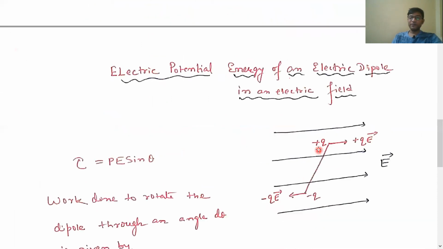So let's start. Same condition here: plus q charge, minus q charge, force minus qE acting towards the left direction, plus qE towards the right direction, and the electric field is along the right direction.